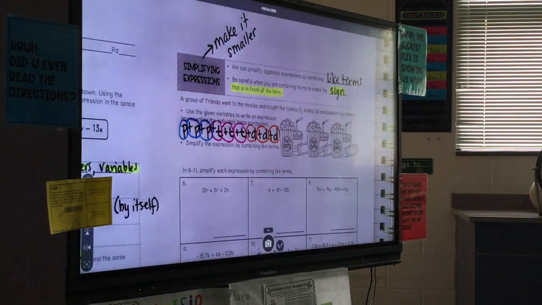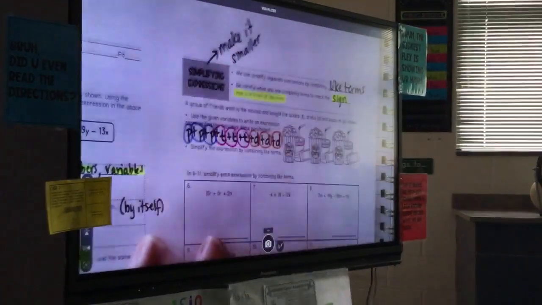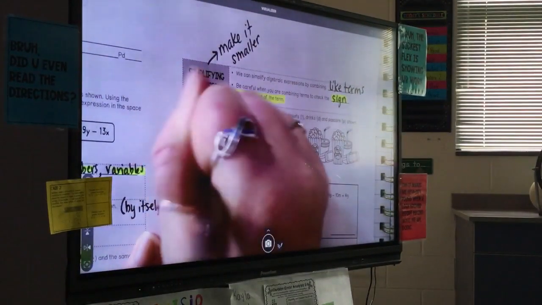All right, so right now this expression is extremely long. We want to make this expression as small as possible. So how many P's do you see? How many blue circles? I'm sorry, so yes, you have 3. So it's going to be 3p.